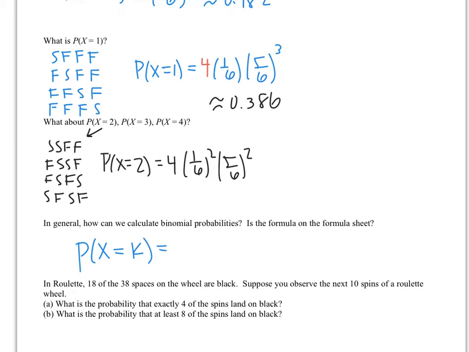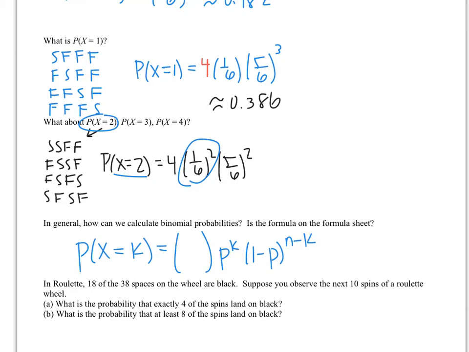Well, something's going to go there. Now, if we look back up to the probability of x equals 2, that 1/6 squared was for the number of successes. So this is going to be p to the k if we have k successes. Everything else is a failure. So if p is the probability of success, 1 minus p will be the probability of failure. If I have k successes, the rest of them are failures, so that's n minus k.